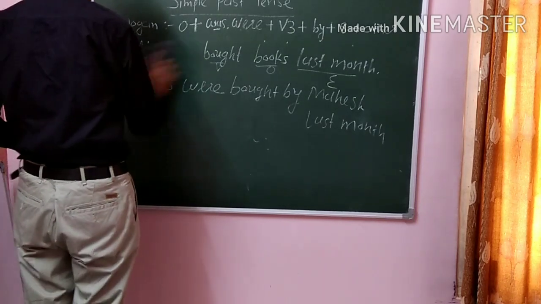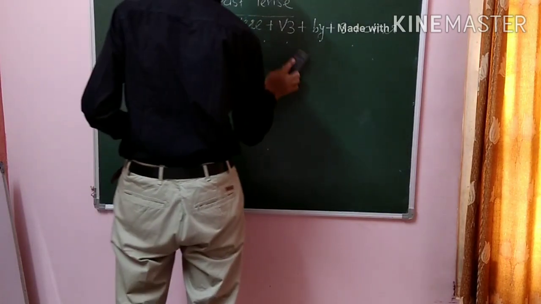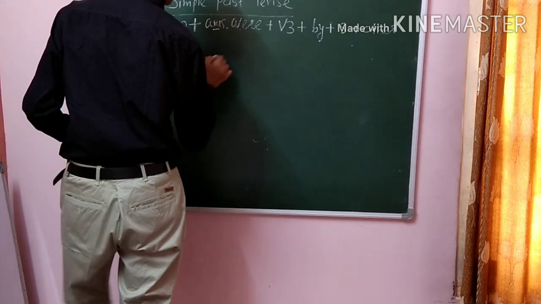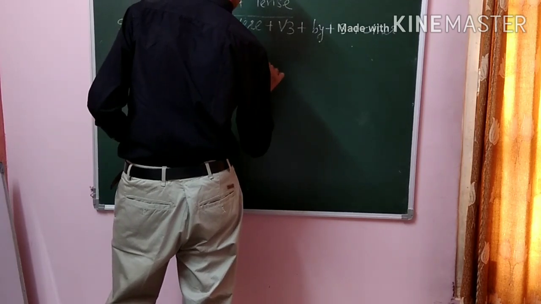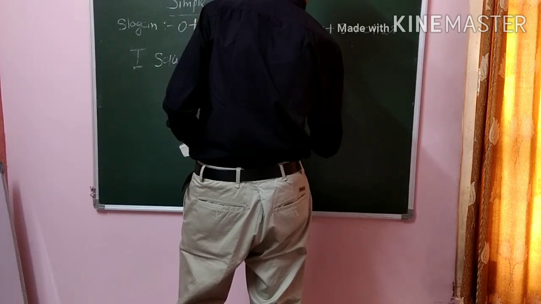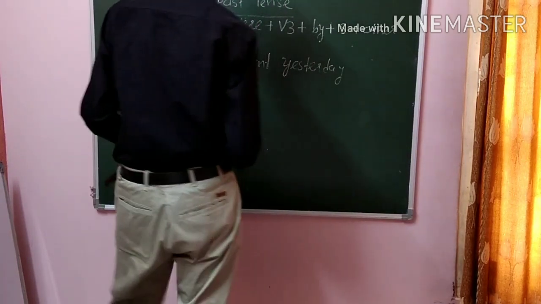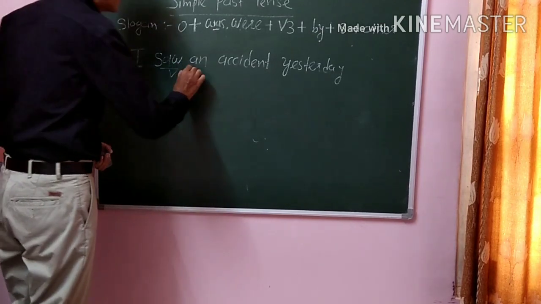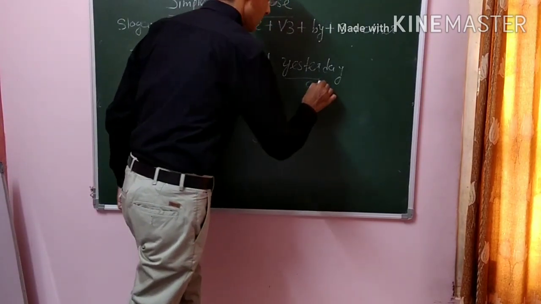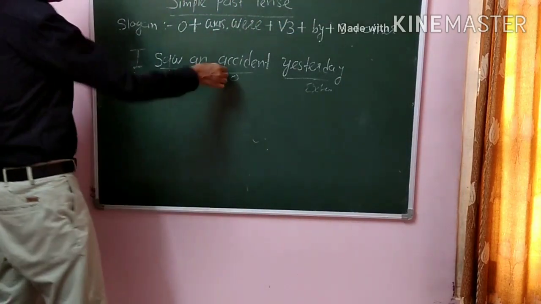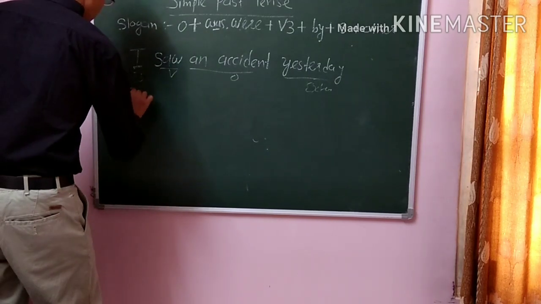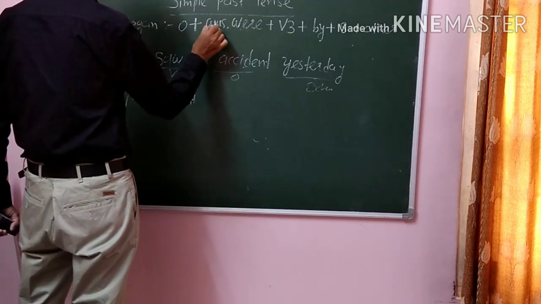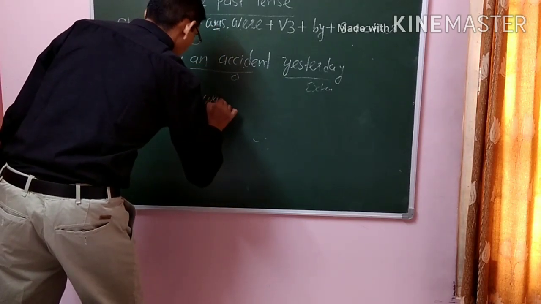I will give one more example. I saw an accident yesterday. Subject is I, verb is saw, an accident is the object, and yesterday is the other word, extra word. So we have to do with only subject, verb and object. An accident. Accident is in a singular form. That's why we will select was. An accident was.